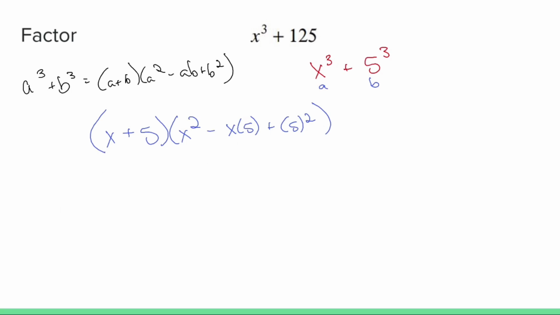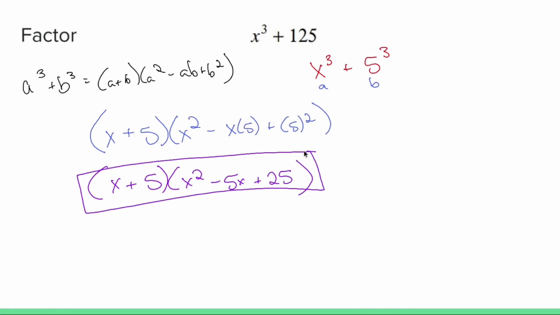Now it's a matter of cleaning this up a little bit. X plus 5 times the quantity x squared minus 5x plus 5 squared, which is 25. That, boys and girls, is sum of cubes.